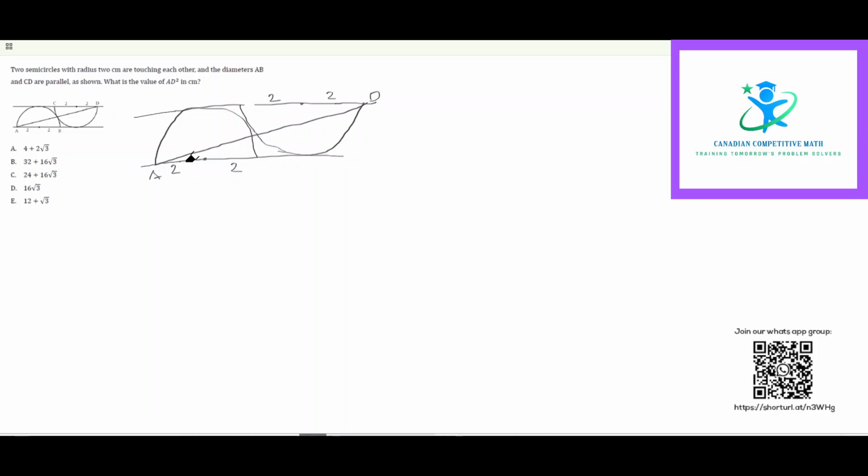and since these two are parallel, if I draw a perpendicular line to this, and let us call this E, so this DE is 2. So again, this is a right triangle, this is a 90-degree triangle. So if I know the length of AE, since I already know the length of DE, I'll be able to calculate the length of AD. So AD square will be equal to ED square plus AE square.